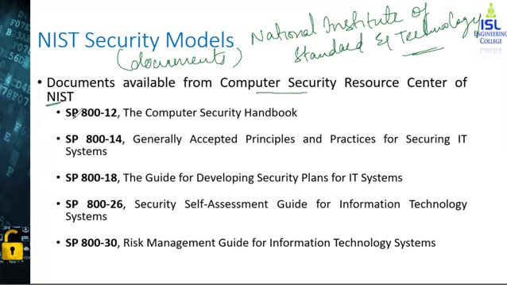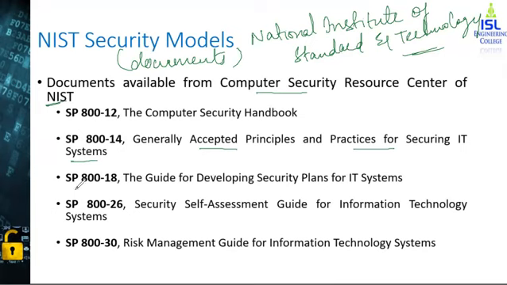Now, the first one is SP 800-12. This is a computer security handbook. The next one is SP 800-14. It is the generally accepted principles and practices for securing IT systems. You can say that these are kind of booklets or catalogs that tell you what is within. The first one is a handbook for computer security. The second covers different practices that you're going to implement for IT systems.